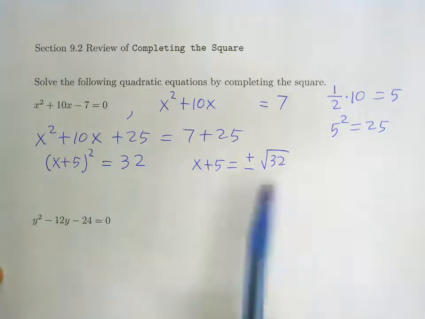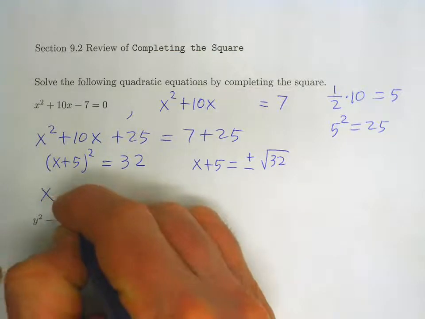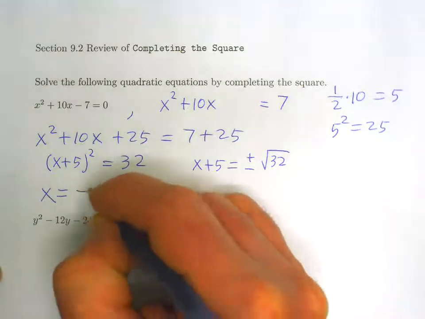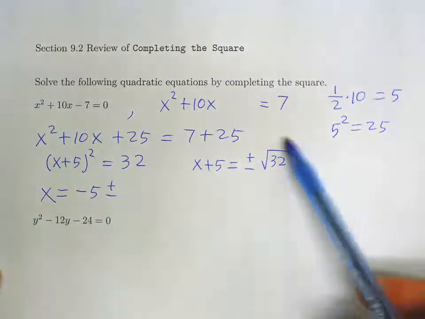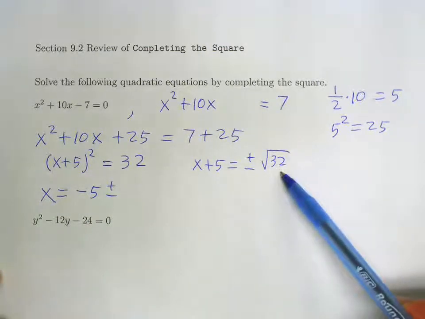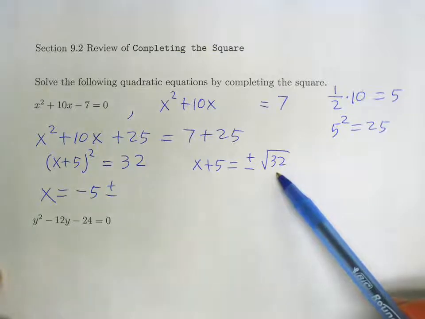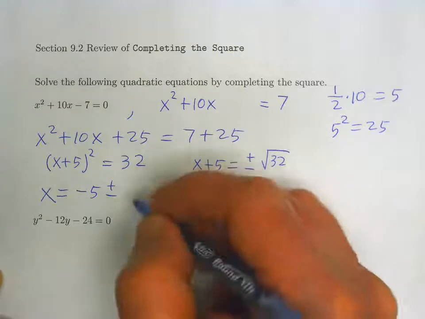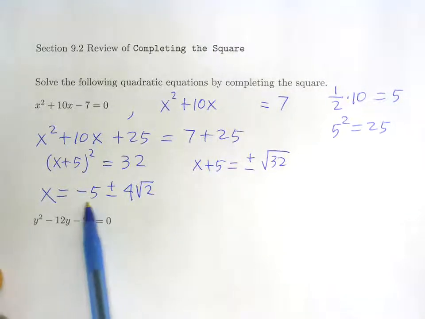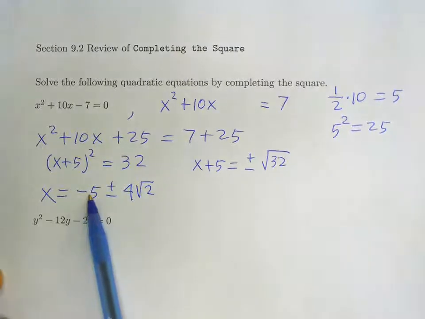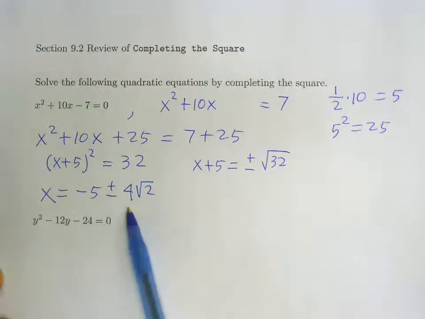So in the next step, I'll do two things at once. I'll subtract 5 from both sides. So x equals negative 5 plus and minus. And then when we simplify the square root of 32, that's the square root of 16 times the square root of 2. But the square root of 16 is 4. So we write the solutions as negative 5 plus and minus 4 times the square root of 2.